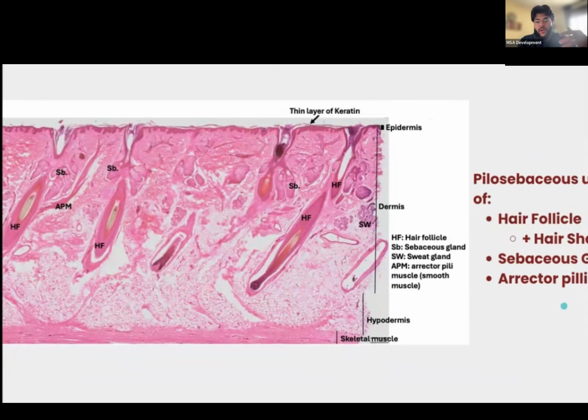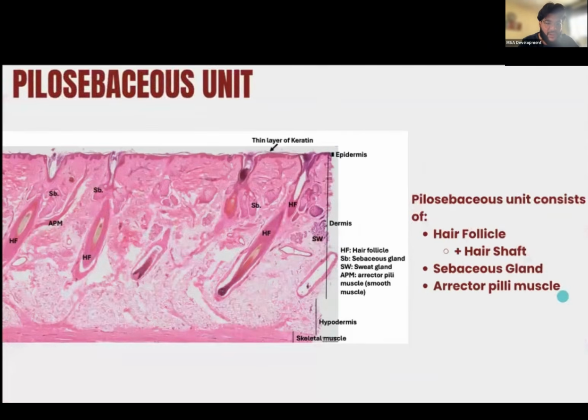Okay, so the hair follicle is a structure that will produce the hair shaft. Our sebaceous gland is basically the gland that produces the sebum, which is necessary for lubricating your hair and your skin. And you have your erector pili muscle, which is basically a smooth muscle that will contract to cause your hair to stand on end. For example, when you get scared or when you're cold and you feel your hair rising, that's basically the function of the erector pili muscle.